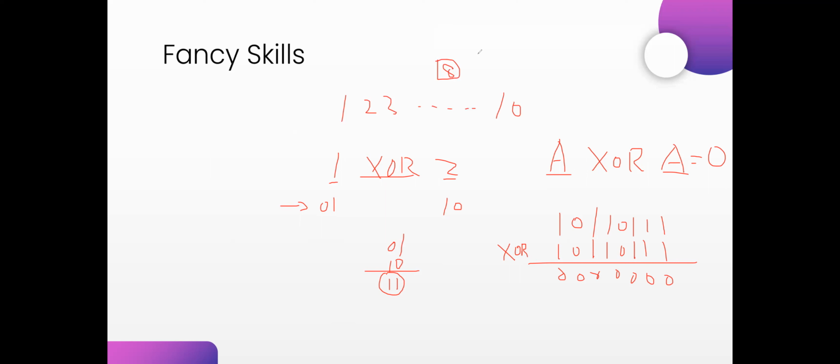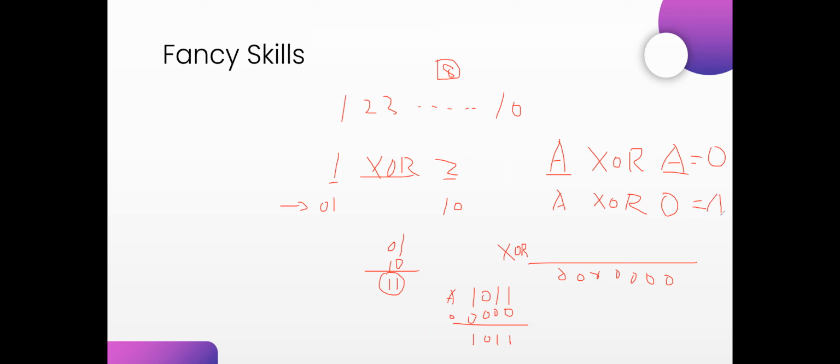So how about A XOR 0? Let's see. If I have the number 1, 0, 1, 1, and I XOR it with 0, you can see 1 XOR 0 is 1, 0 XOR 0 is 0. So this is A, this is 0, and A XOR 0 is also A. It doesn't change. A XOR A is 0. A XOR 0 is A.